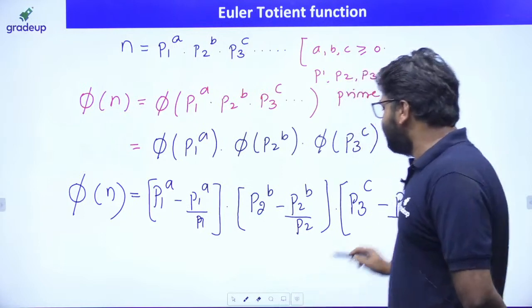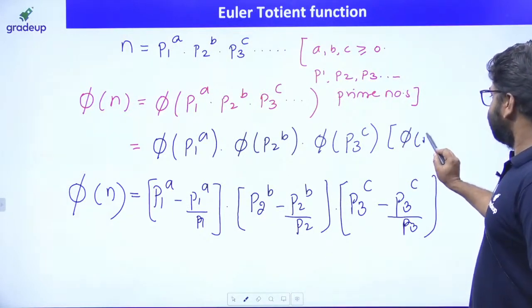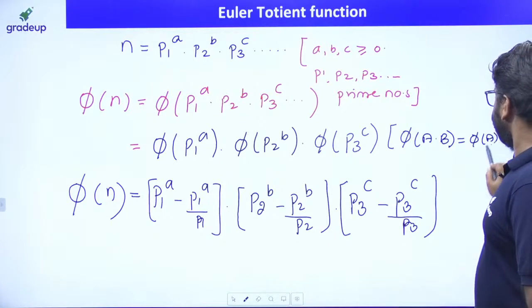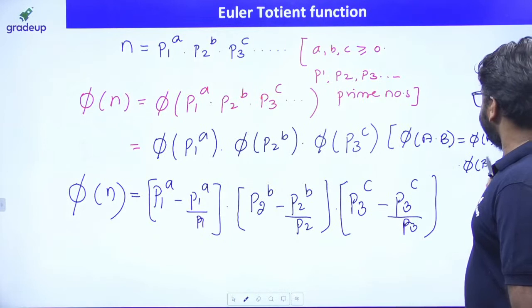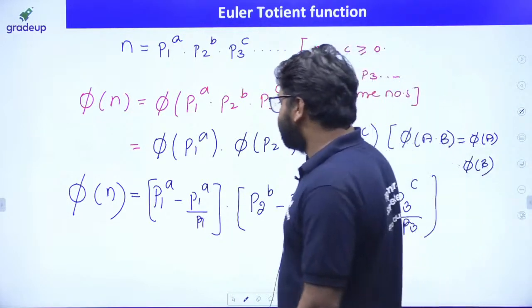What is the reason behind it? The reason behind it is that for the totient function, the totient function of A times B can be written as the totient function of A times the totient function of B. So from here to here we can easily write it down. No problem in that.